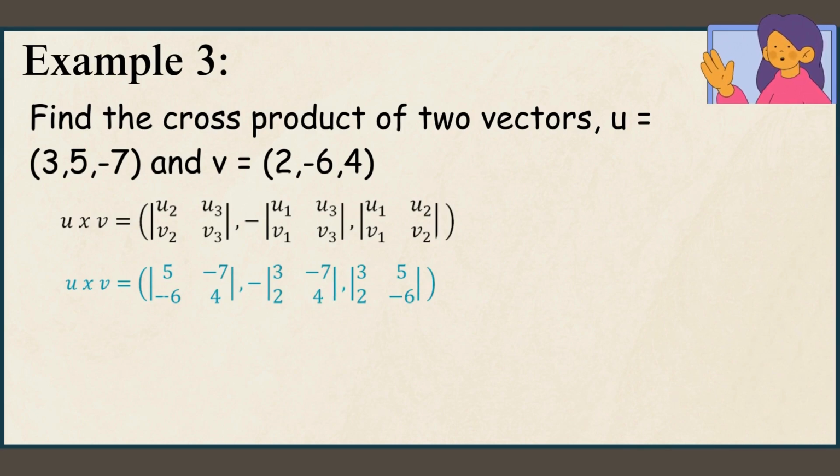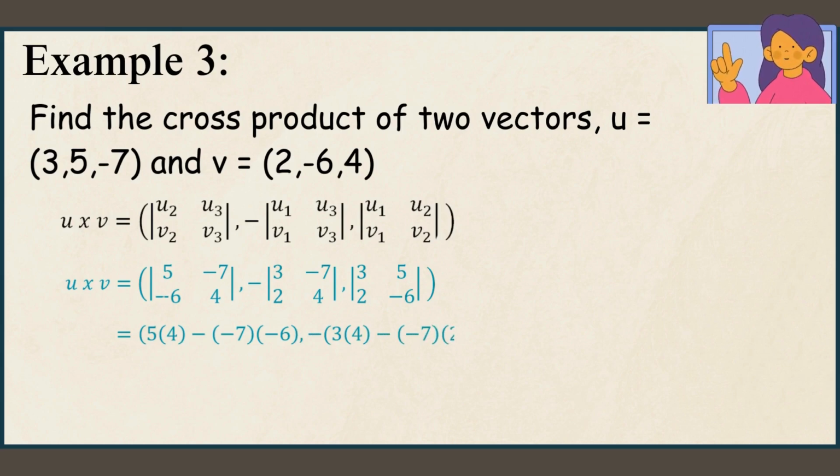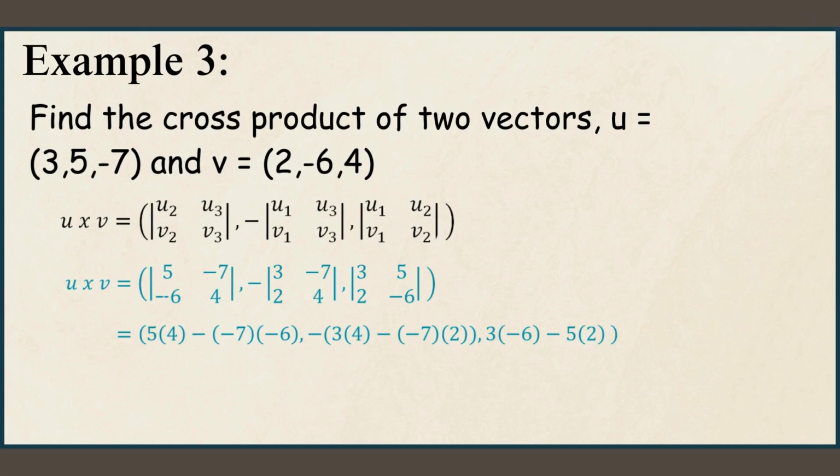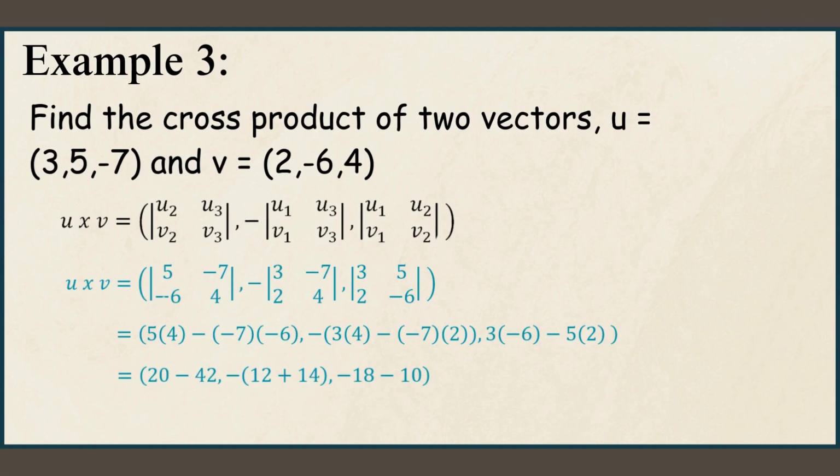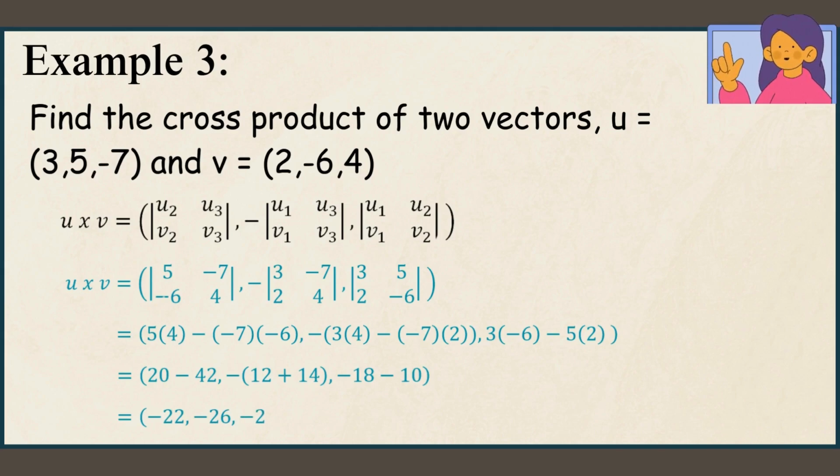First, we have 5 times 4 minus negative 7 times negative 6. Then, 3 times 4 minus negative 7 times 2. And then, 3 times negative 6 minus 5 times 2. 20 minus 42. 12 plus 14. Negative 18 minus 10. And the resulting vector is negative 22, negative 26, negative 28.